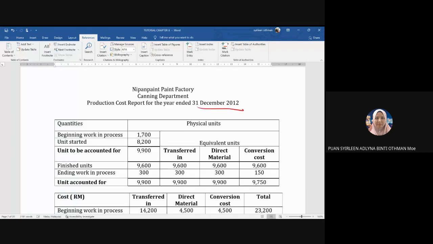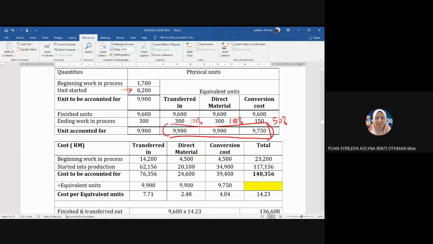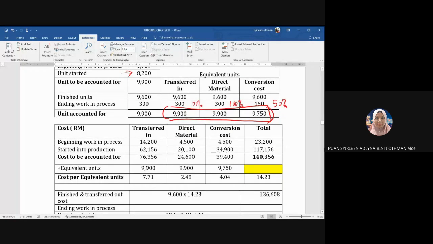Alright. Second department, the scanning department. So sama. Nama department saja lain. Okay. So ini finish unit tadi kan. Department 1, dia pergi dekat sini, dia akan jadi unit started. Alright. Okay. So ini transferred in. This is 100%. Direct material pun 100%. Yang ni saja dia bagi percentage of completion tadi ialah 50%. Okay. So you have your equivalent unit untuk tiga item.